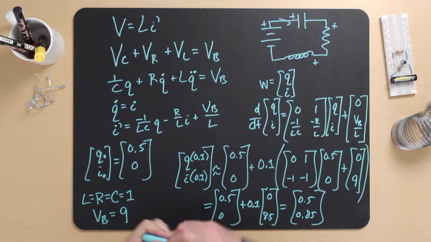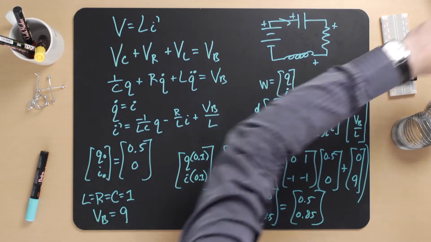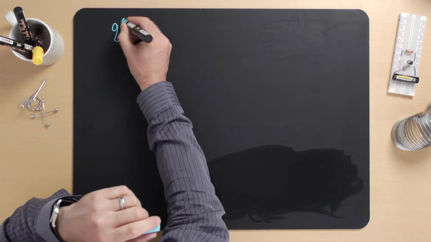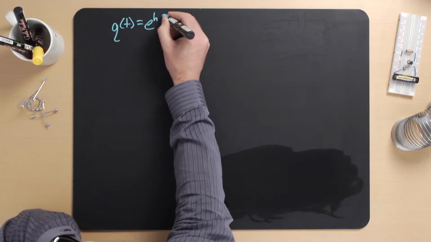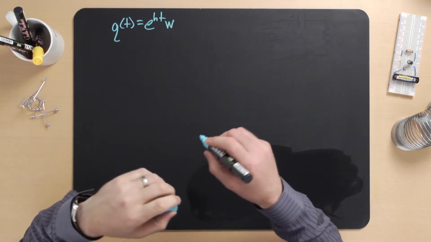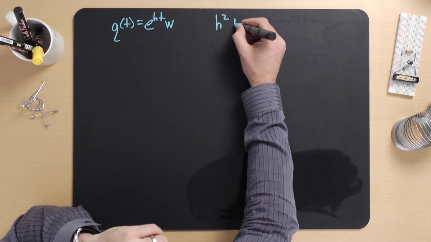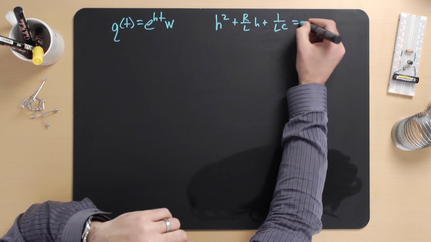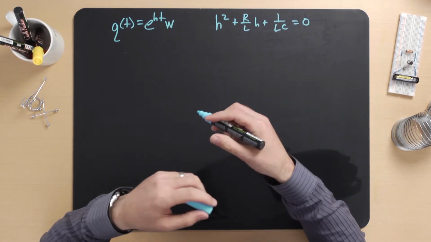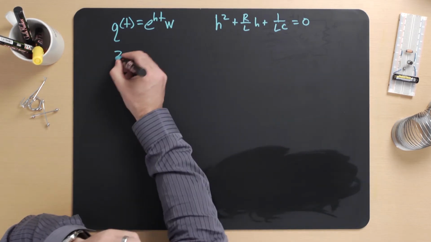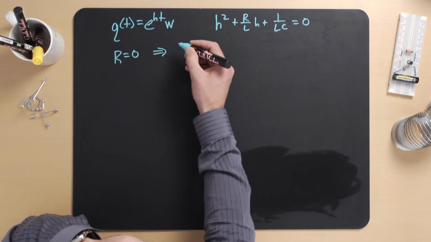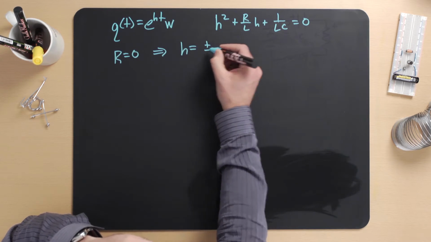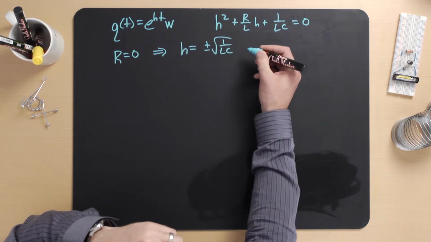Now, I can also solve for this differential equation analytically, the way that we did in lecture 5. If I guess an exponential solution for Q of t is equal to e to the ht times w, I get that h squared plus R over L h plus 1 over LC is equal to 0, just like we did with mechanical systems. If R equals 0, that implies that h is equal to plus or minus the square root of 1 over LC times j.